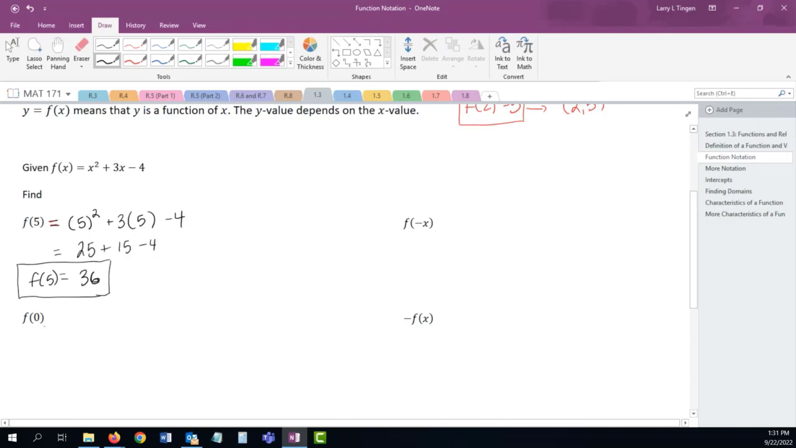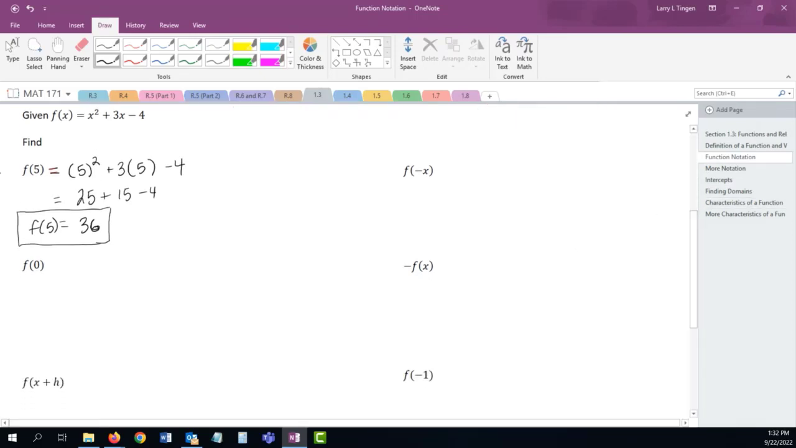And right there, in just a minimal amount of notation, you can show me that you understand what you're doing. Because now you've told me what's f at 5. F at 5 is 36. When I plug in 5 for x, I get out 36. All right. Let's finish the number ones, and then we'll deal with the ones that have letters in them.